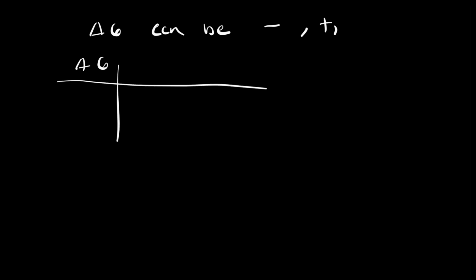Okay, let's discuss what delta G actually means. So delta G can be negative, it can be positive, and that's what we really want to look at. When it's zero, we don't really talk about that. But let's look at when it's negative here. So let's make a little chart here. Delta G. So when it's negative, we call that spontaneous. What does this mean? It just means that the reaction will happen.